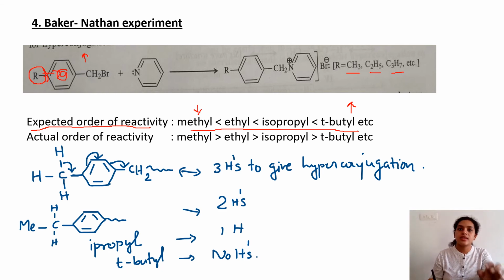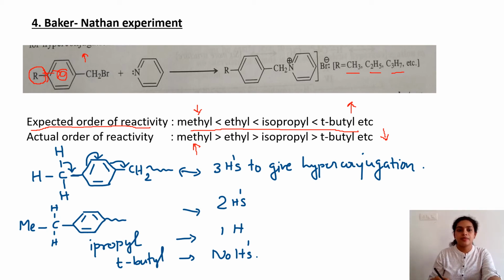Okay, this was the expected order, but to the surprise of the researchers, the actual order came out to be just the opposite of the expected order. It showed that methyl group is having highest reactivity and tertiary butyl group is having the lowest reactivity. This was a problem over there because this was not explained by taking the inductive effect and resonance effect alone. So hyperconjugative effect came to their rescue, and this one explained why this methyl group is having highest reactivity.